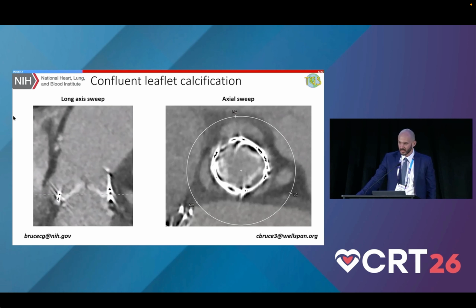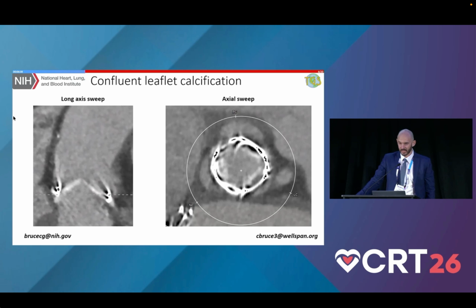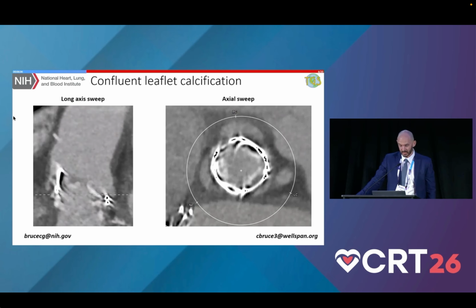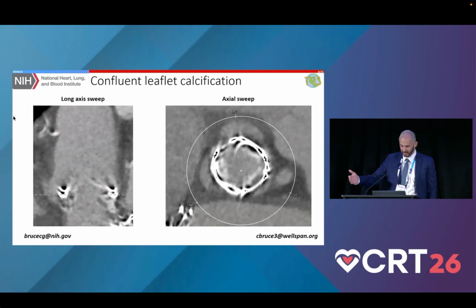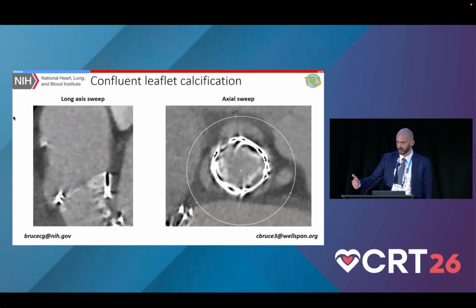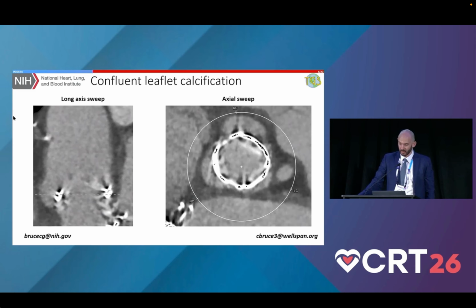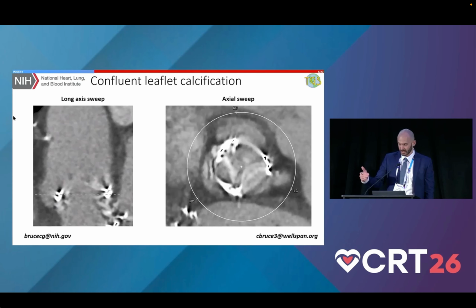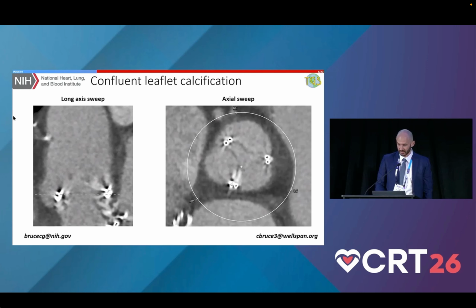Just for his CT, this is just an example of the confluent calcification on all 3 leaflets. Looking at the left in particular, as I sweep in the long axis, you can see that there's no calcium-free window for a traversal for BASILICA, for UNICORN, or anything. And in the short axis, in the axial view, you can see that that confluent calcium just extends right to the tip on all 3 leaflets.